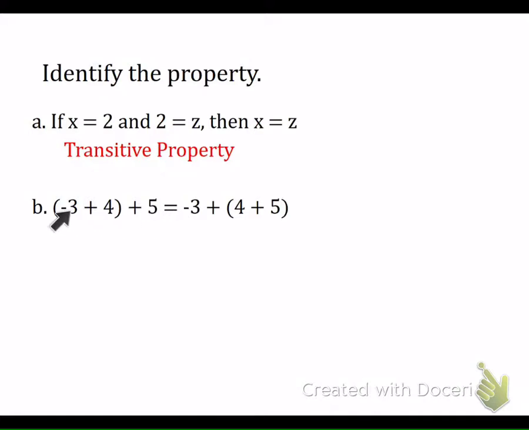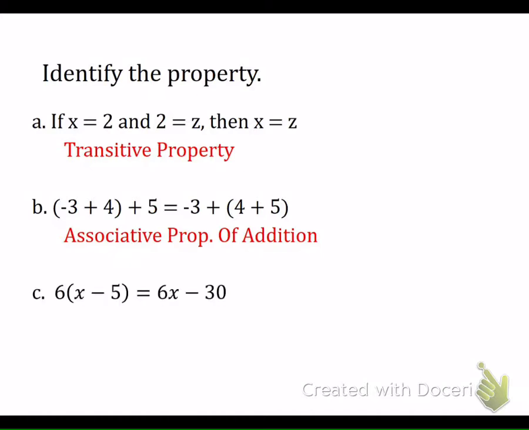So we have negative 3 plus 4 in parentheses, plus 5, and then the grouping changes over here. So instead of adding these 2 first, I would be adding these 2 first. So when you are changing the grouping, that's an example of the associative property. Now on your homework, you have to say if it's addition or multiplication. So if you see addition signs, or plus signs, it's the property of addition. Multiplication signs, it's the property of multiplication.